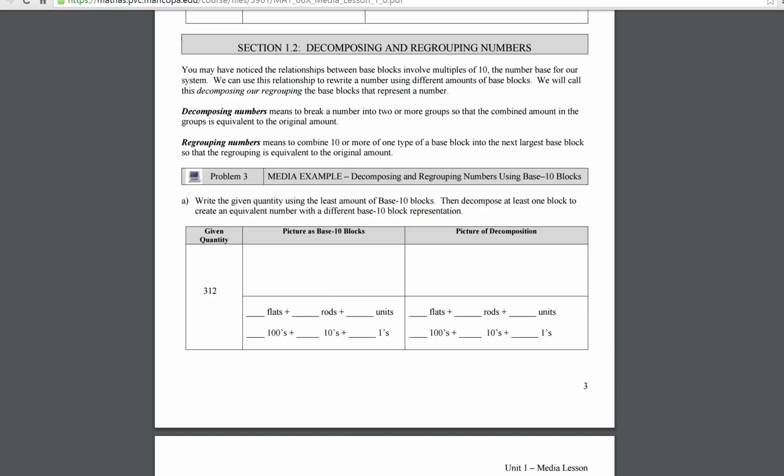So the idea with the decomposition is we want them to see that there are equivalent ways of writing this number with base 10 blocks. This is the simplest way in the number form. You can imagine that the decomposition is going to come in handy when we do subtraction, but again, we also want them to understand this idea of equivalency, that there's more than one way to do this and that our way is the simplest. So let's see what we might want to do here.